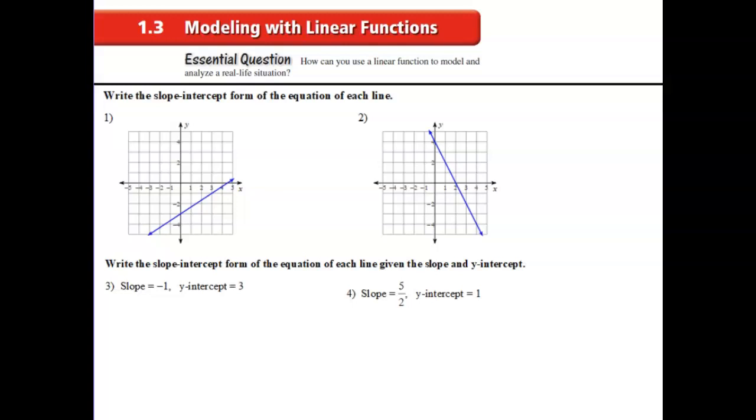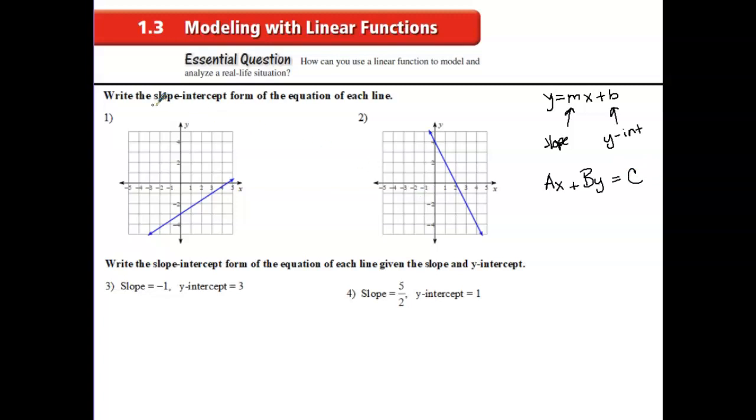Hello! In today's video we're going to be working on writing equations of lines. We have two forms. The first is slope-intercept, where y is equal to mx plus b, where m is the slope and b is the y-intercept. We also have standard form, where x and y are on the same side of the equal sign and it equals a constant on the other side.